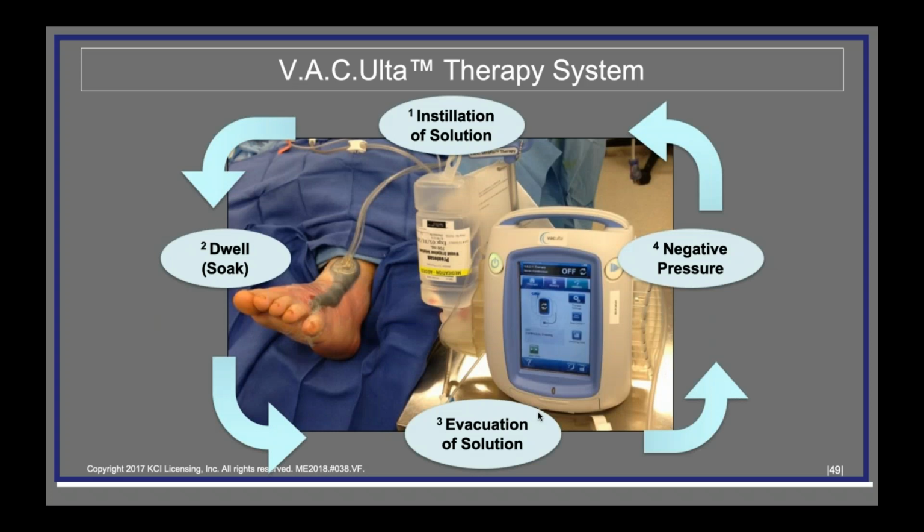And for those of you who've never used this device, essentially what you're doing, you're marrying 2 different approaches. 1, irrigation of solution, and 2, negative pressure. You're marrying those together. And how it works is solution goes into the wound bed and it soaks for a period of time, and it's evacuated, the negative pressure is applied. And this you just program, and you can leave it on the default setting, or you can program to certain settings to your liking.